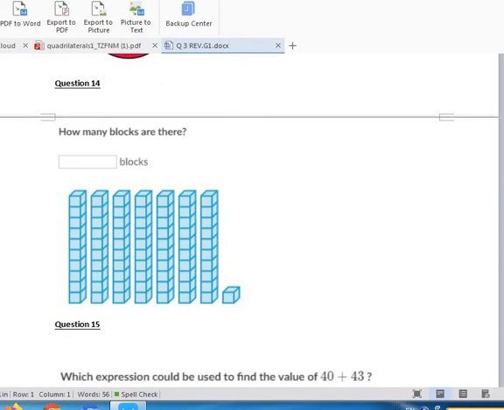Here how many blocks are there? This is called 1 ten. I have here 10 cubes. 10, 20, 30, 40, 50, 60, 70, 71. Okay?